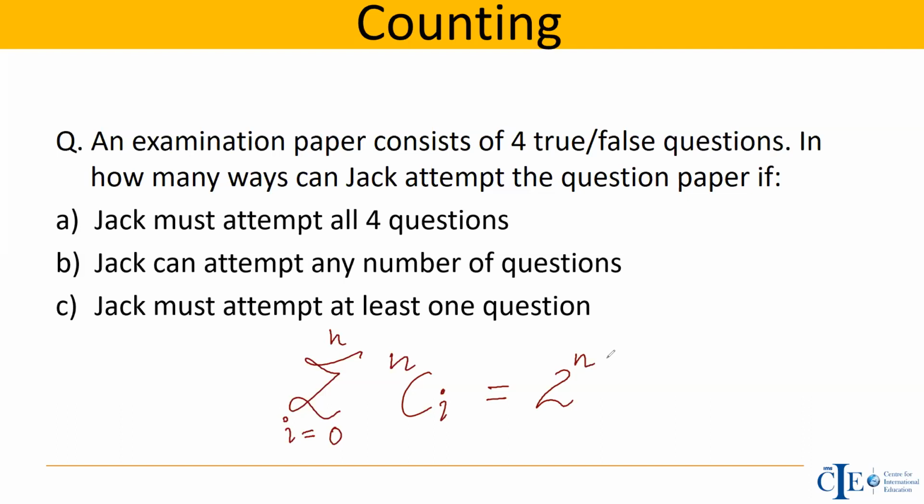Okay, so that will be this. It's a shortcut for that. In case this one asks you for at least one, what we see is that the zero case is not possible, as he has to attempt at least one. So subtract that one possibility, and that would be 2 raised to n minus 1, which in this case is 16 minus 1, so that will be 15.